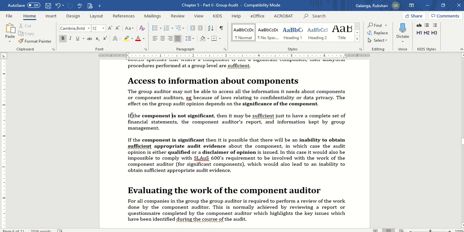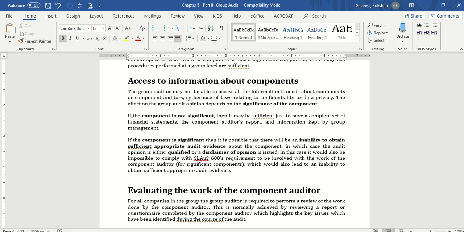If the component is not significant, then it may be sufficient to have the complete set of financial statements, the component audit report and the information kept by the group management. Right? That will be enough. If the component is significant, then it is possible that there will be an inability to obtain sufficient and appropriate audit evidence about the component, in which case the audit opinion needs to be qualified or disclaimed.